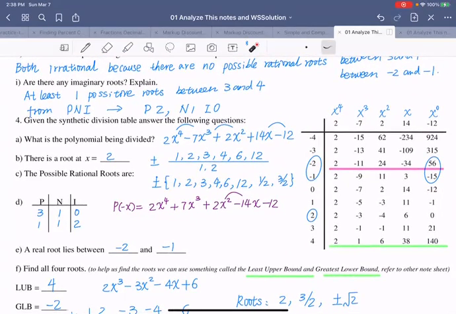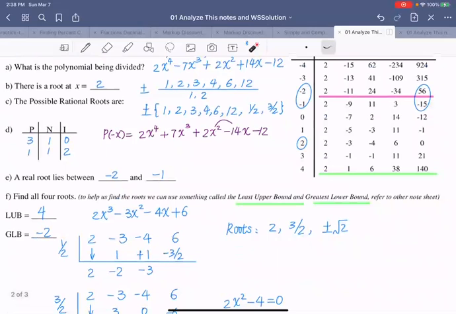Real roots. So when you look for real roots, look for the places where they switch the sign. Okay? Yes. So here. Next. Did your school already teach the least upper bound and the greatest lower bound? No. They might teach you later.